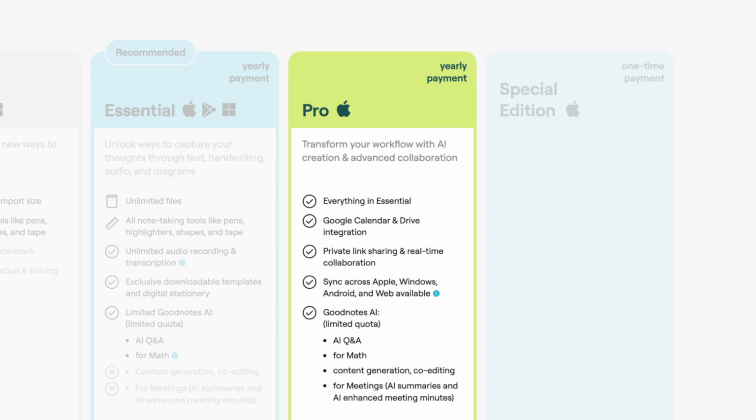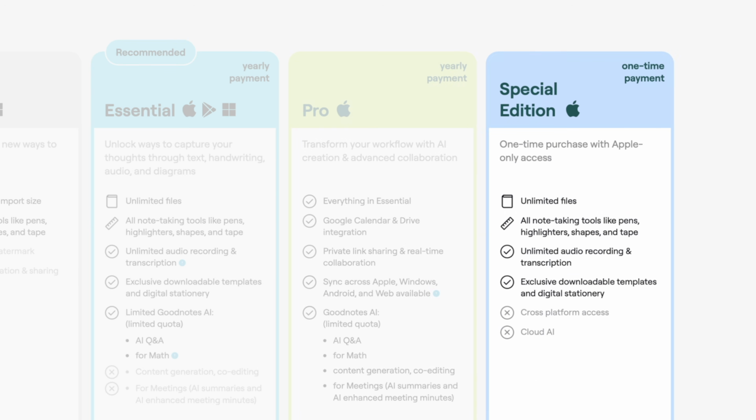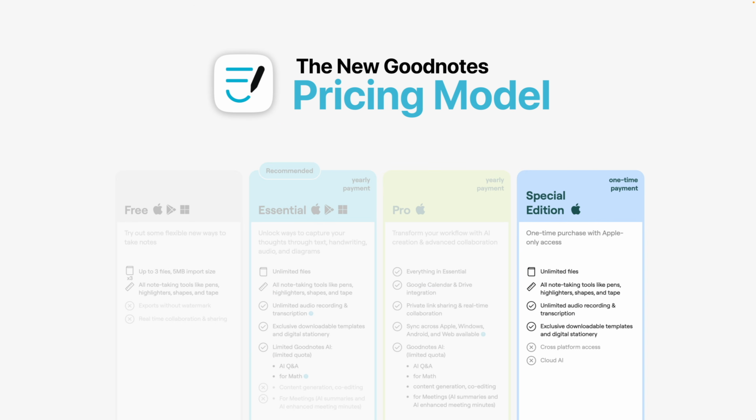You're also able to sync across Apple, Windows, Android, and web versions of GoodNotes. Once again, not an issue if you're on iOS, but for people who are not. And you get all those content generation features, co-editing features, and for meetings, you can go beyond just transcribing and recording audio. You're actually able to generate those AI summaries and AI enhanced meeting minutes. It's pretty clear that with GoodNotes Pro, they're shifting away from students who are taking notes at school and university and really targeting people at work who want to use GoodNotes in a more professional workflow.